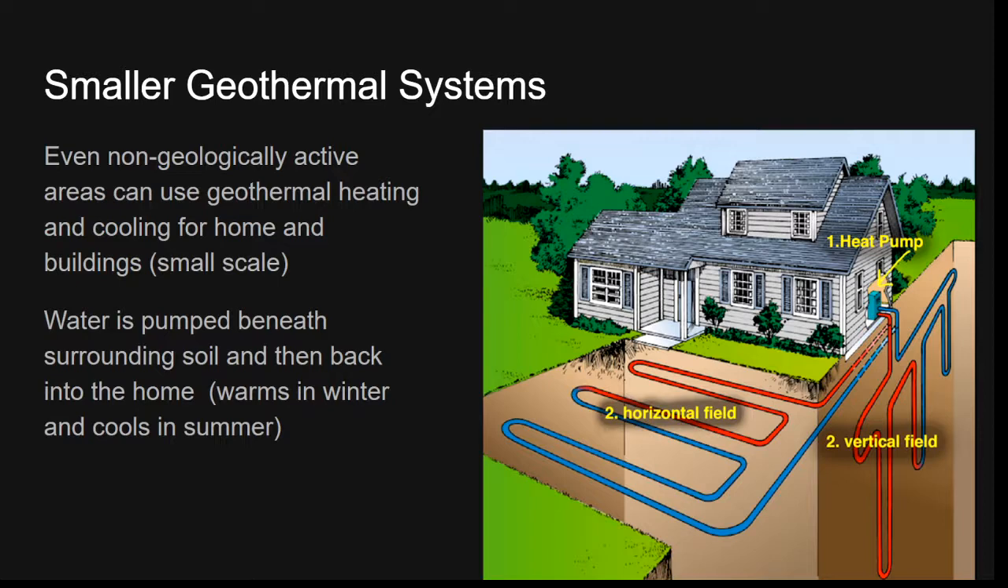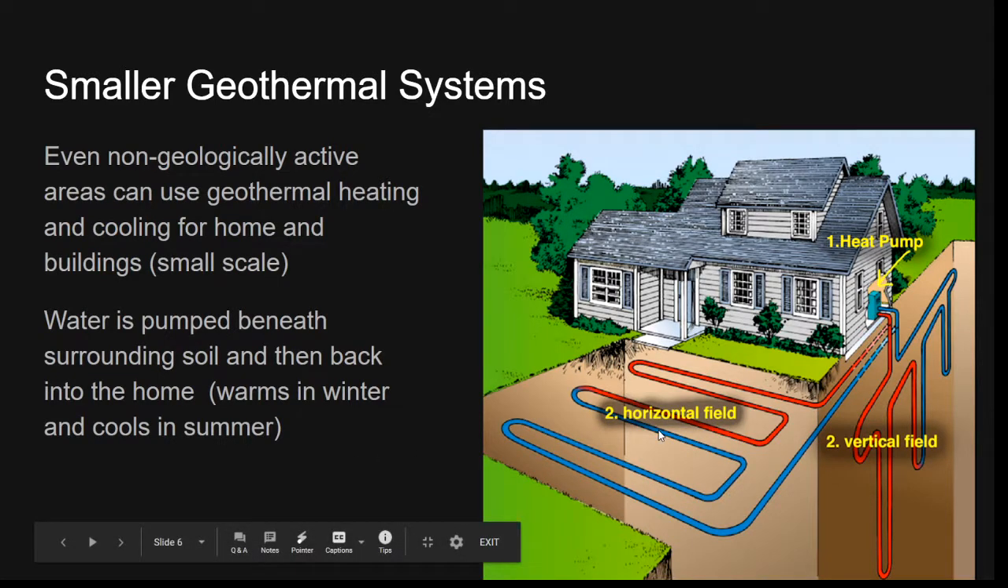Okay, there also can be smaller geothermal systems, and if you've ever gone to the beach, you know what I'm talking about. You know that the top of the sand in the summer is very, very hot, but if you dig down a little bit with your feet, the sand is much cooler. Dogs do this. In the winter, they'll dig a hole because the earth is warmer than the surface temperature, and in the summer, they'll dig a hole because the earth is cooler than the surface temperature. So even non-geologically active areas can use geothermal heating.